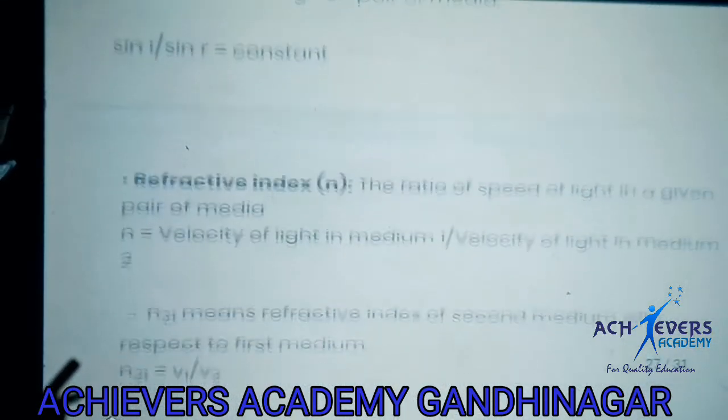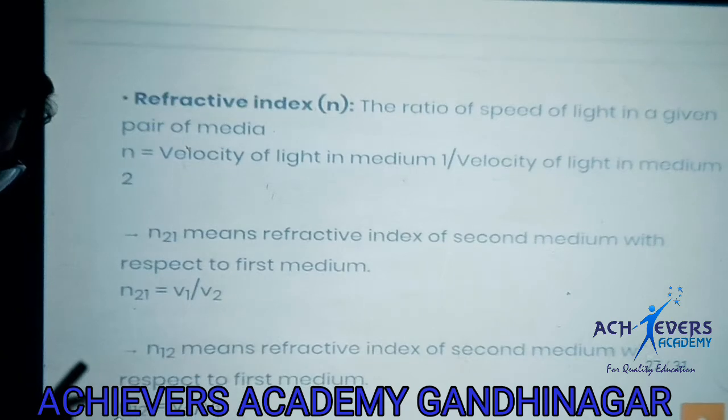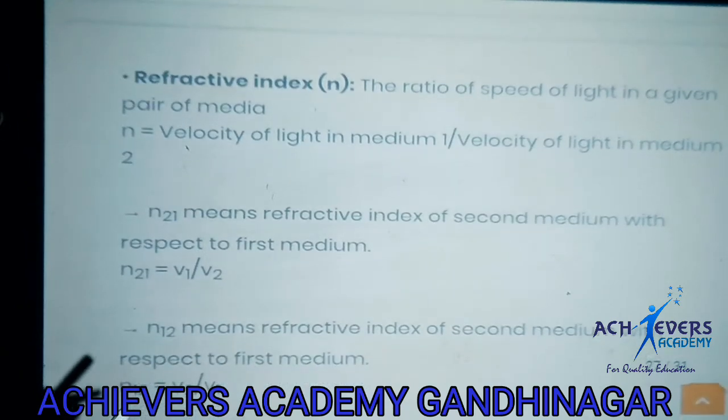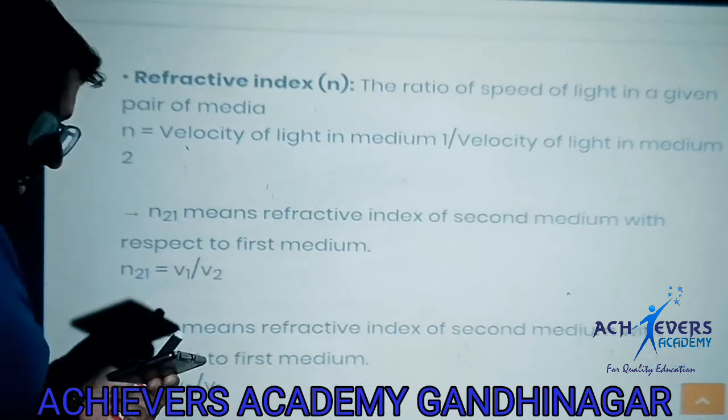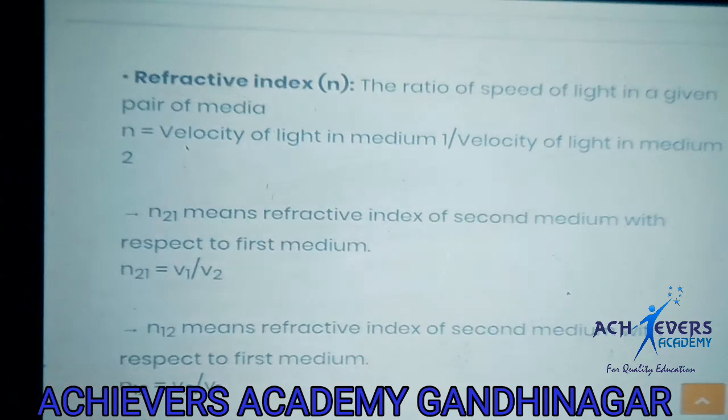Clear? So this is the refractive index formula. You can see here that it is denoted by the small letter n, the symbol of refractive index: the ratio of the speed of light in a given pair of media, velocity of light in medium 1 upon velocity of light in medium 2. Clear? So this is known as the refractive index. But if you use vacuum or air, then you call it the absolute refractive index.